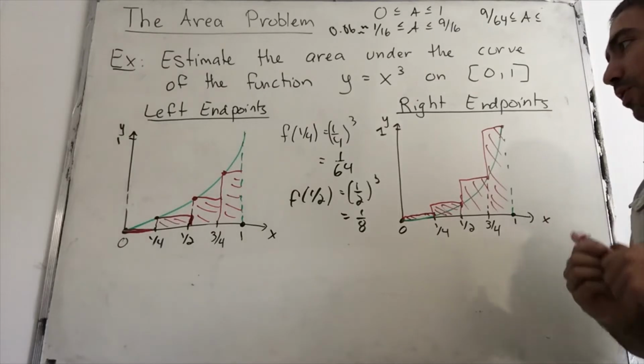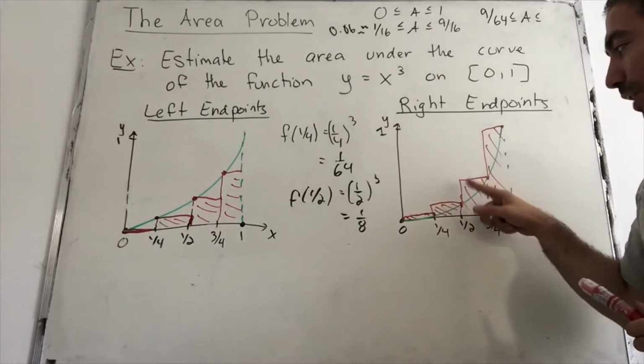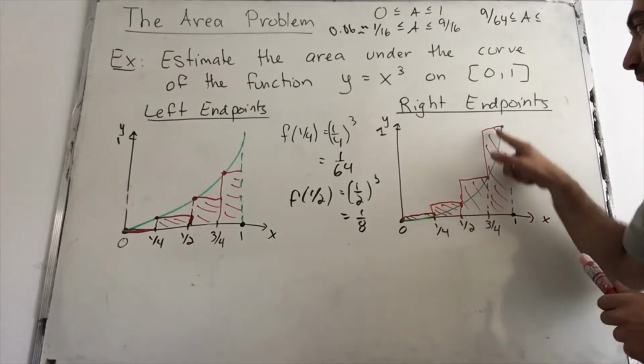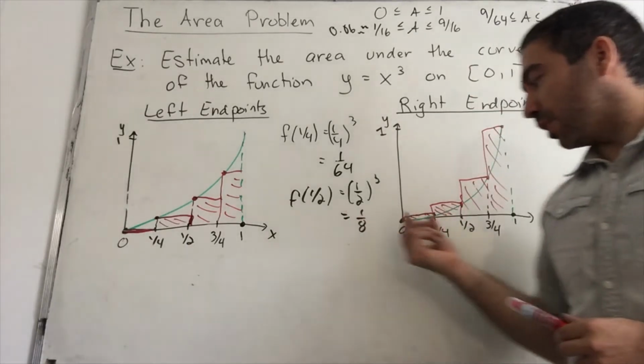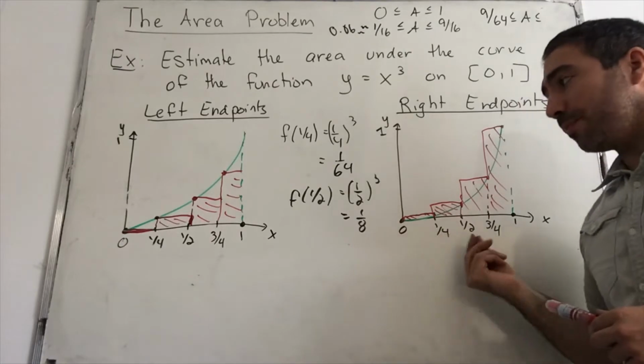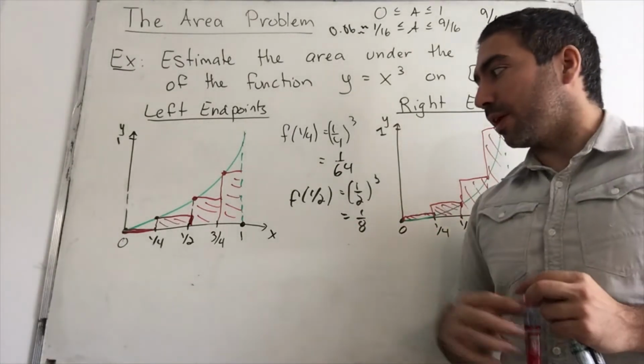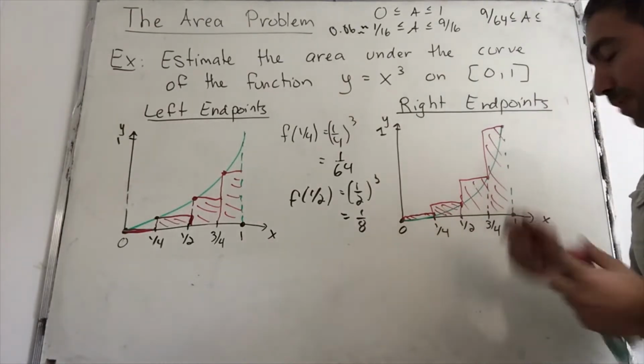Okay. So again, it's clearly an overestimation. It's not perfect. There's a lot of error here because these parts of the rectangles are definitely above the function. But again, the smaller our widths become, the closer we are to the actual true value. So let's go ahead and find the area of these rectangles.